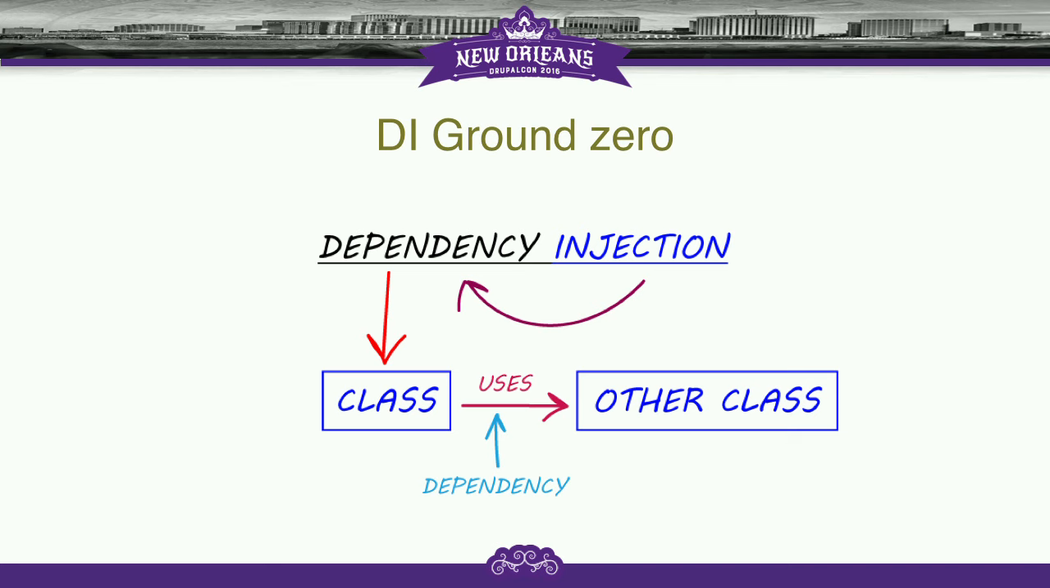Let's say you have a class that uses another object, performing some functions and doing something with your business logic. So we can say that your class has a dependency on a certain object.